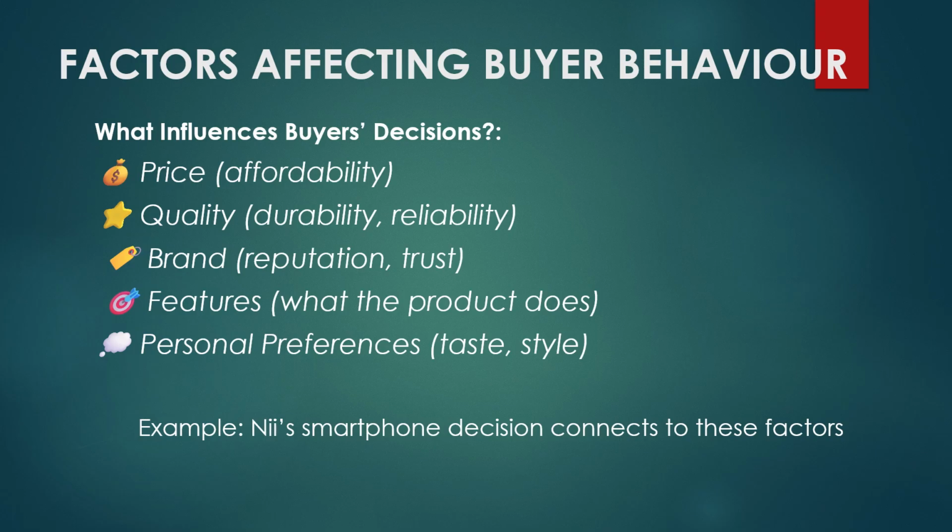All these factors combine to influence a buyer's decision. Different buyers weight these factors differently. One buyer might prioritize price over all else. Another might prioritize quality. Understanding these factors helps us understand buyer behavior in markets. So in the case of Ni's smartphone decision, it connects to these factors.